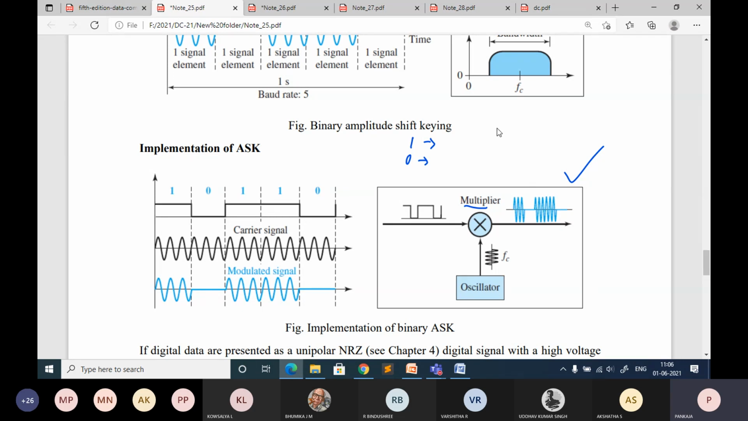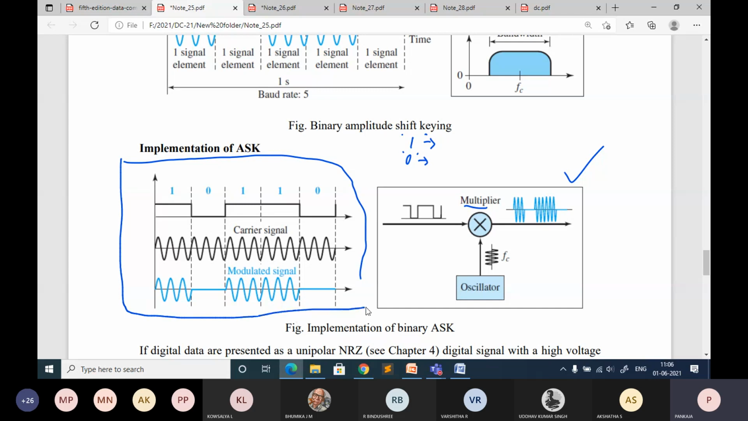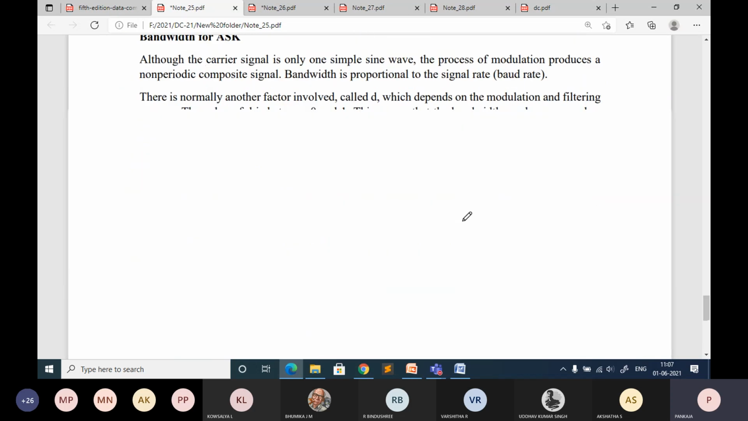Binary ASK represents bit 1 and 0. This is the diagram to understand how ASK works. Here it requires the carrier signal, and this is the input. The oscillator generates this carrier signal, and when you multiply these two, the resultant is the modulated signal. So you will get a signal like this. This I already explained.